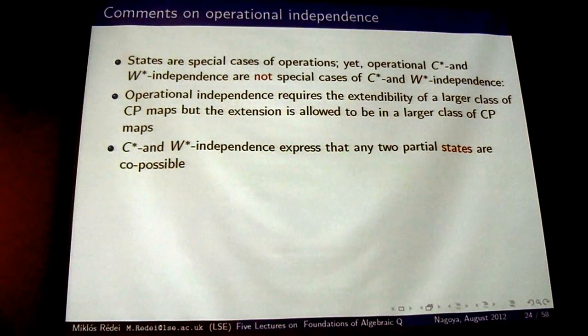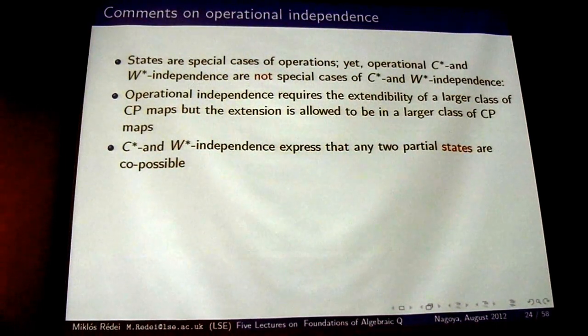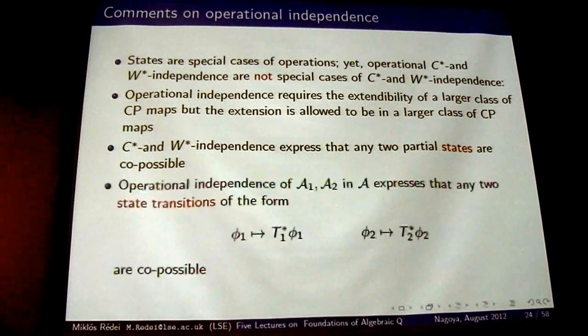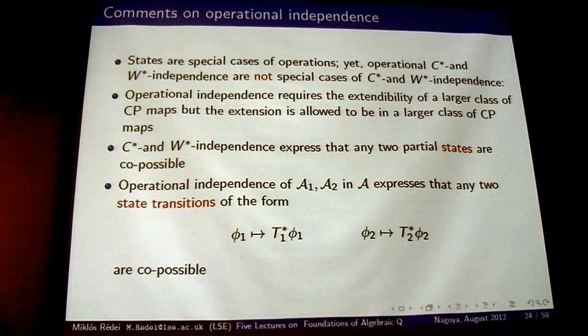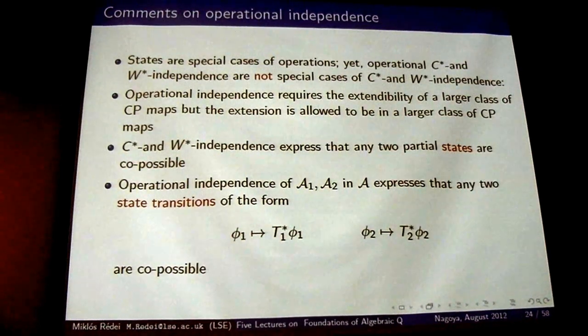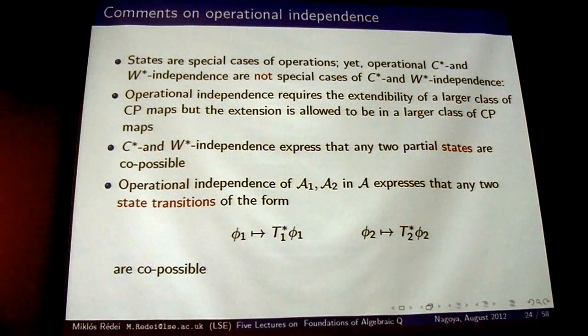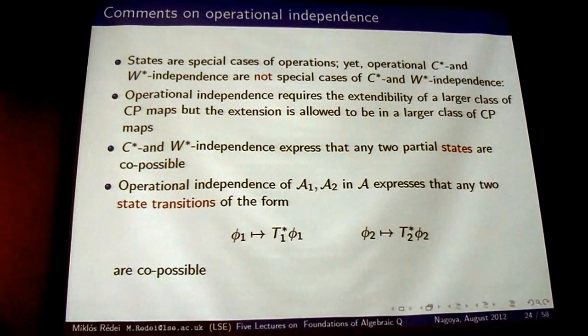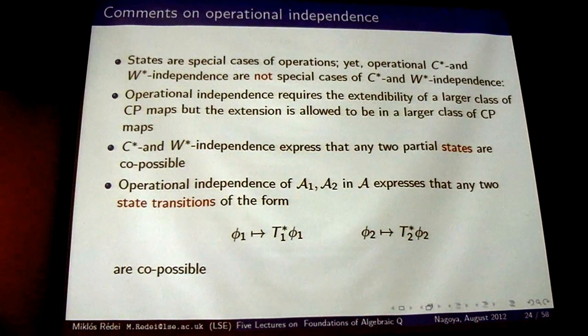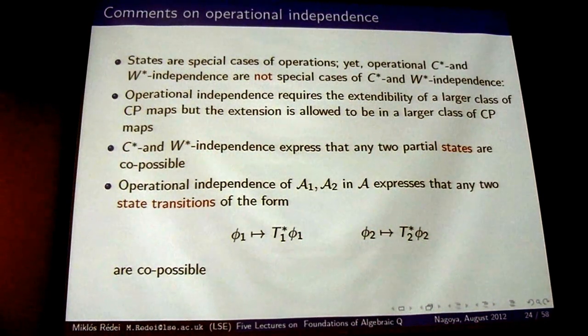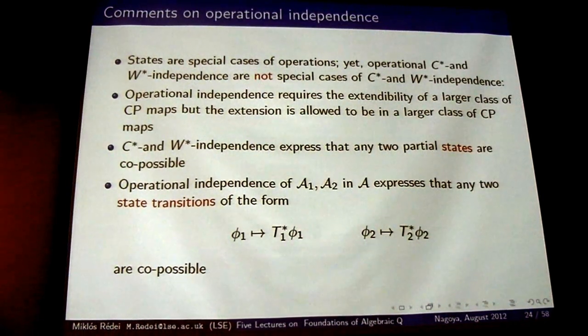As we saw, C star and W star independence expresses that any two partial states are co-possible. Operational independence can be thought of as expressing that any two state transitions are co-possible. Because remember, the dual of an operation acts on the state space. And so if operational independence holds, that means that any two state transitions defined by these duals are co-possible.